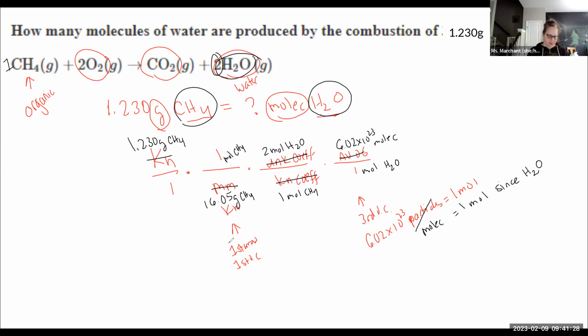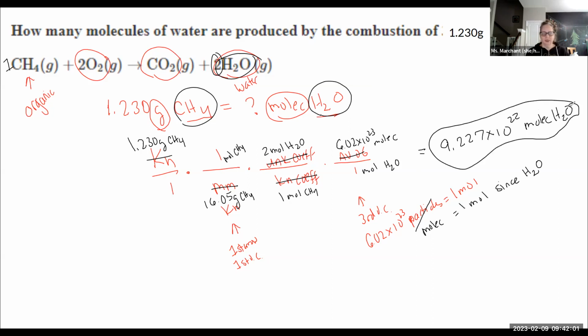All right, so now we plug those answers in. 1.230 times 2 times 6.02 e to the 23rd. That's my numerator. 1.48 times 10 to the 24th is my numerator. I'm dividing it by 16.05 because that's really the only thing in the bottom. And I'm going to get 9.227 times 10 to the 22nd molecules of H2O. And there is your answer for that one.